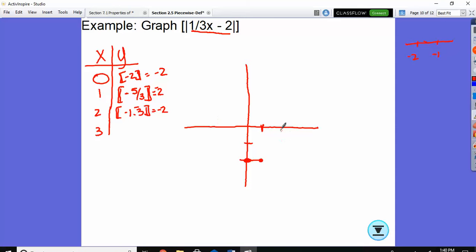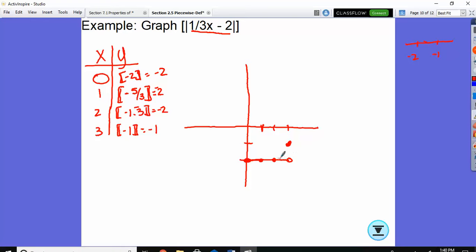So we're still getting -2. We're still down here on this step. When I put in a 3, it gives me -1 exactly. That's an integer value. So 3 is when my step jumps. So that's a closed circle at 3, -1, because that's what I got out. What do I have to put underneath that? An open circle.